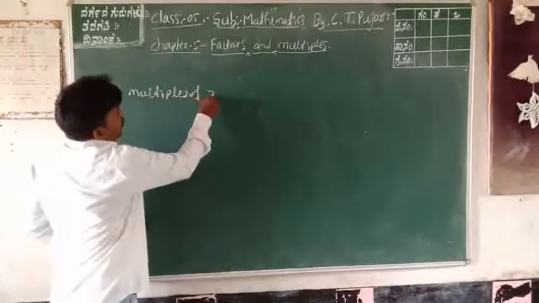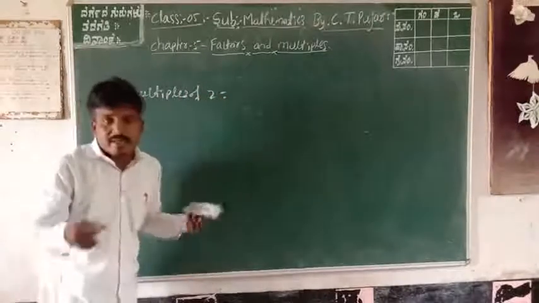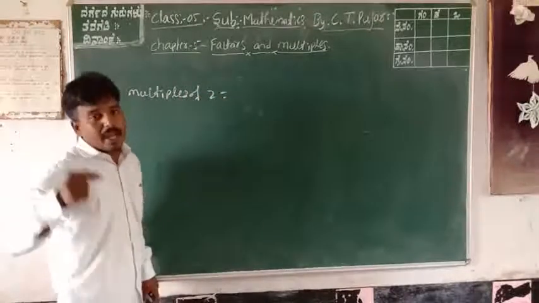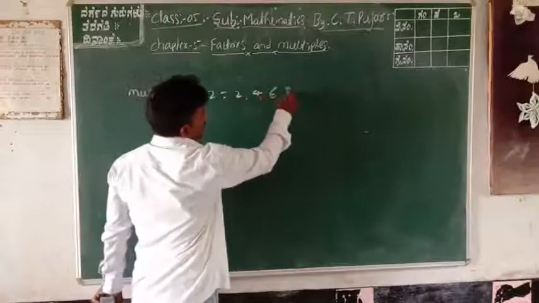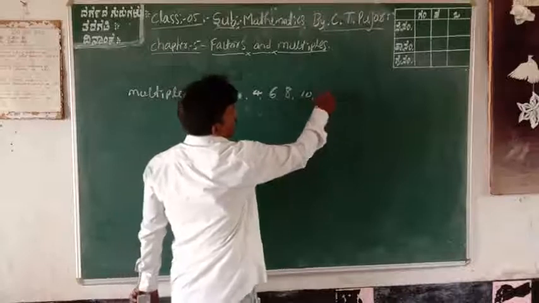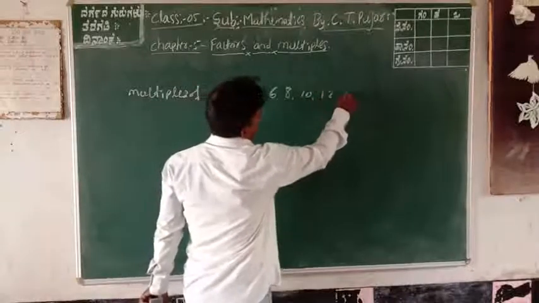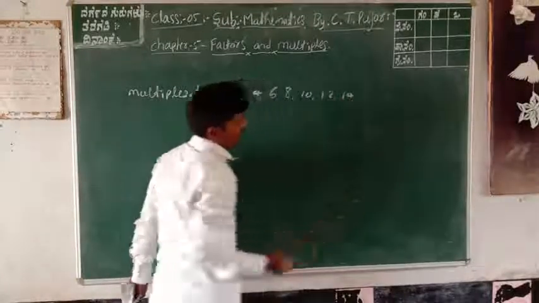Multiples of 2 is very easy. You can write the 2 tables. 2 1s are 2, 2 2s are 4, 2 3s are 6, 2 4s are 8, 2 5s are 10, 2 6s are 12, 2 7s are 14, and so on.